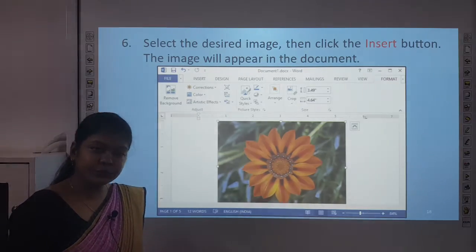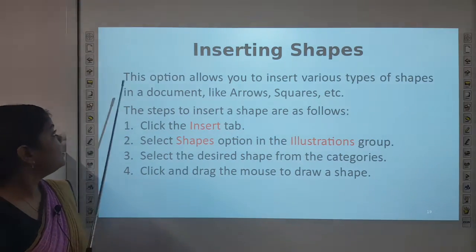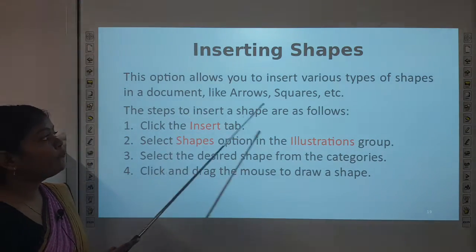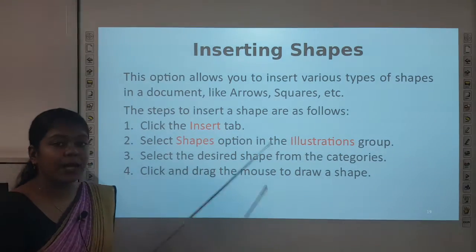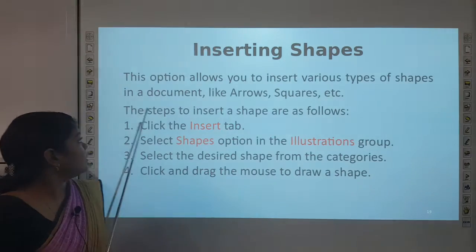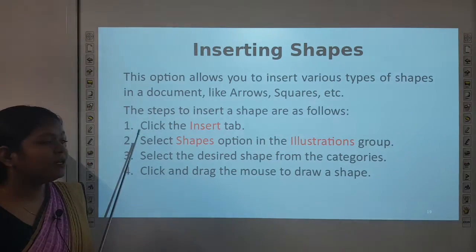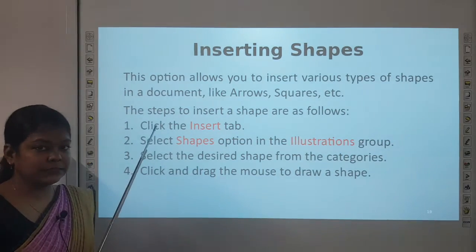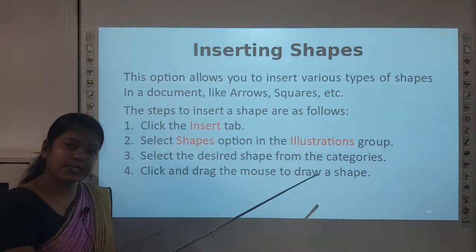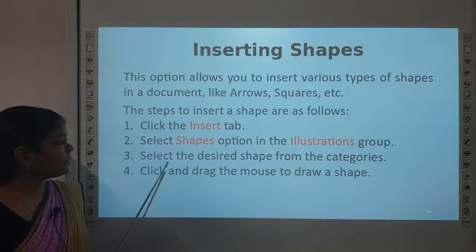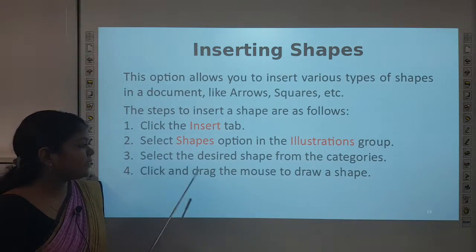Now we will move to our next topic, inserting shapes. This option allows you to insert various types of shapes in a document like arrow, square, circle. The steps to insert a shape are as follows. Our first step is again click the insert tab. Next, select shapes option in the illustrations group. Next, select the desired shape from the categories. Then click and drag the mouse to draw a shape.